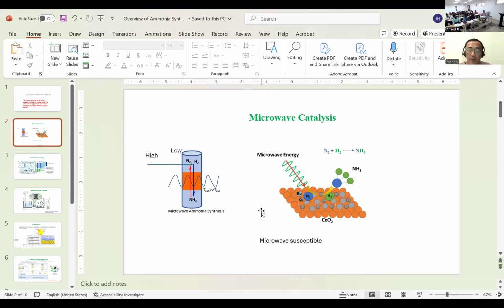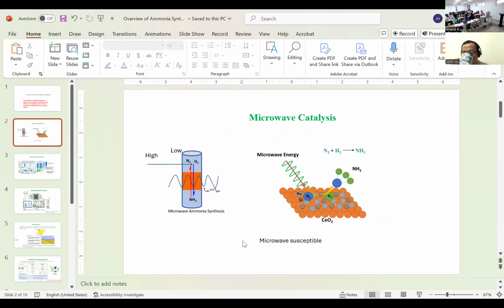Today's topic is a different approach method to make green ammonia. Microwave is one of the methods. Tomorrow I have a full session to talk about microwave catalysis. Do you understand this slide? Anybody have any questions from the audience? Microwave selective heating, microwave delivers energy onto the active site. Ask a question, please. Go ahead.